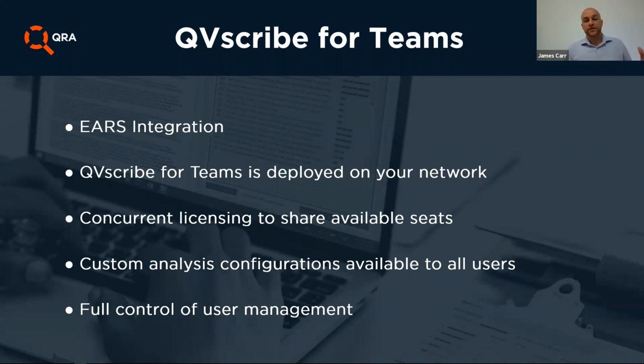And just to recap what QV Scribe for Teams covers, it gives you that EARS integration. QV Scribe for Teams is deployed on your network. QV Scribe doesn't need to communicate with the internet, doesn't need to communicate back with us. It all happens behind your firewalls. So that concurrent licensing makes you able to share the seats between different users so everybody can install it and use it as needed. And then custom analysis configurations are available to all users. So that helps keep everybody on the same page, and your company has full control over user management as well.